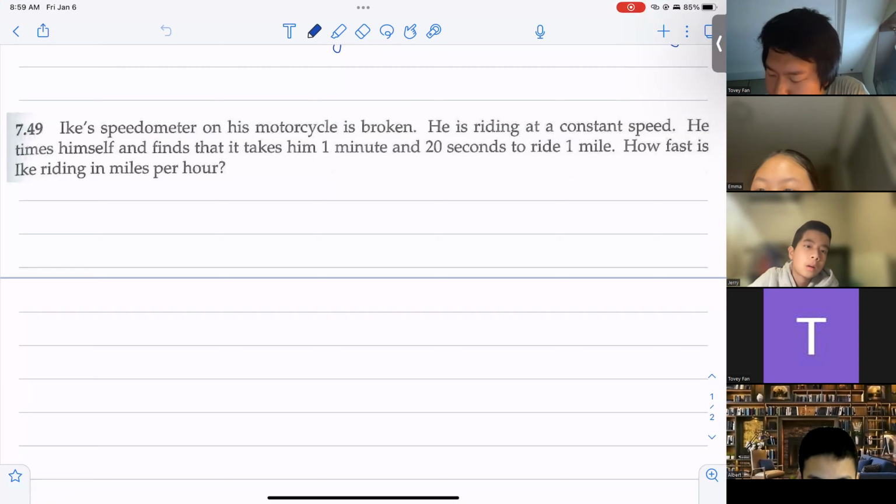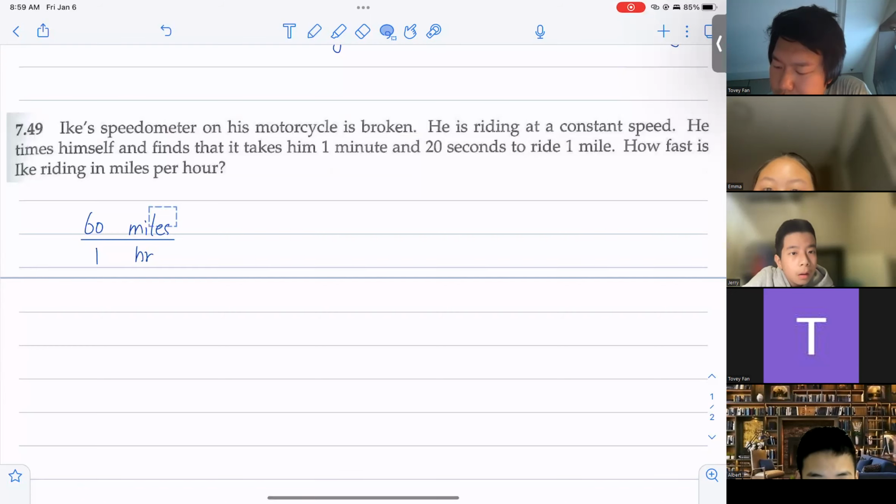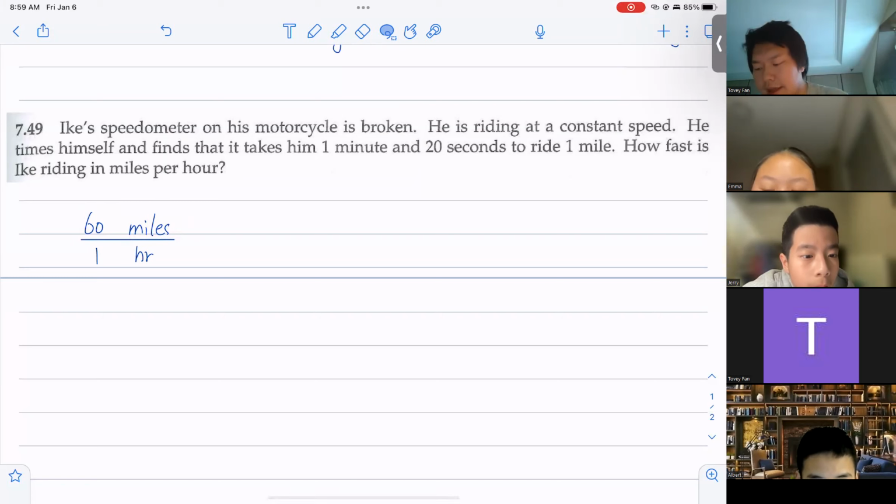I'm gonna give you a hint, Albert, okay? Miles per hour, let's say 60 miles per hour. There will be 60 miles on top over 1 hour on the bottom, right? So when you set up your fraction or your rate like this, you want to put the distance on the top. Okay, so distance on the numerator and time on the denominator. Does that make sense? Distance on top, time on the bottom.